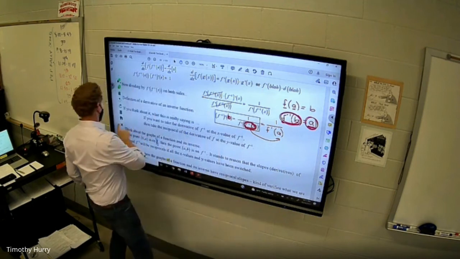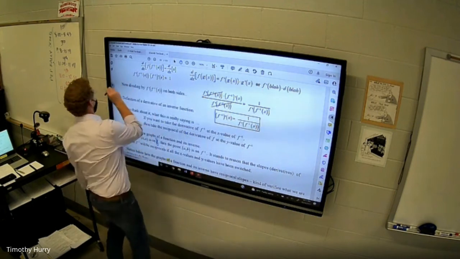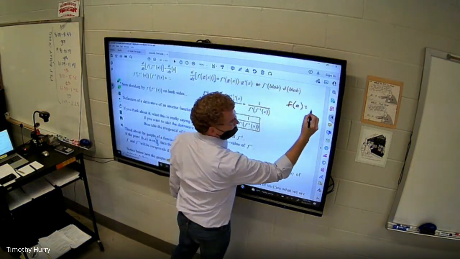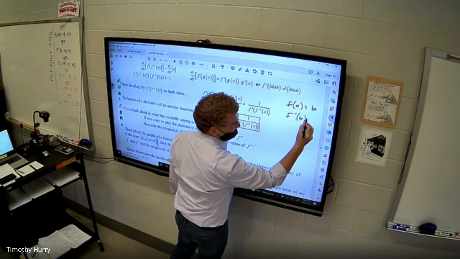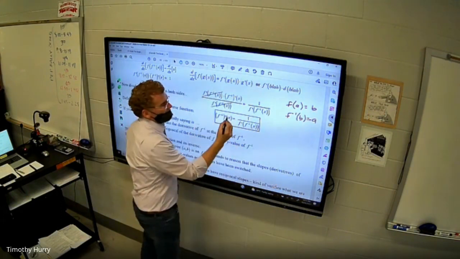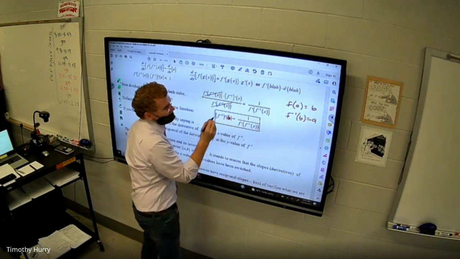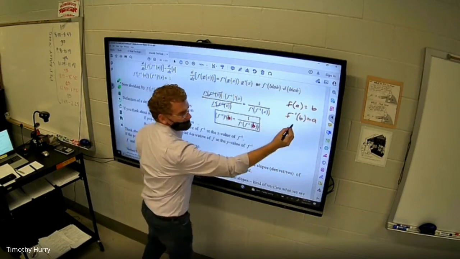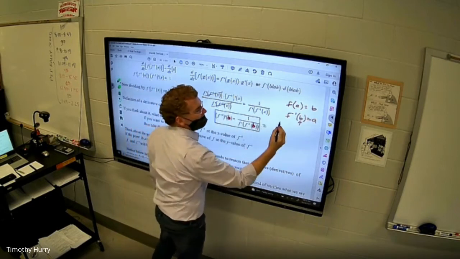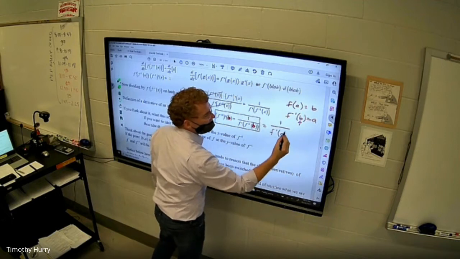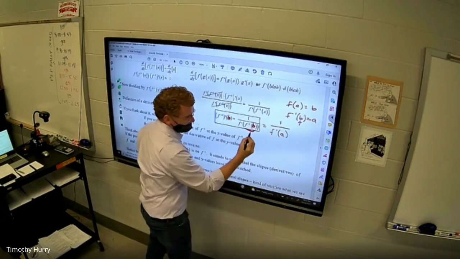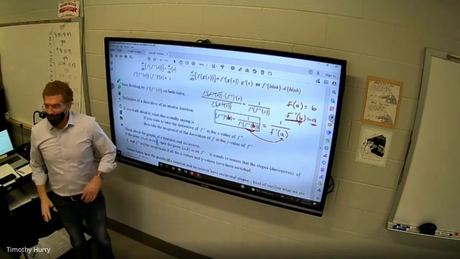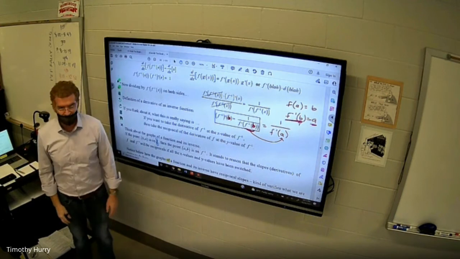Let me just do it all the way for you. This is saying, go back and write this: if f of a is b, then f inverse of b is a. So if this is asking me to take a derivative of an inverse at b, where x is b, this is the same thing as me saying this. Because f inverse of b is what? a.